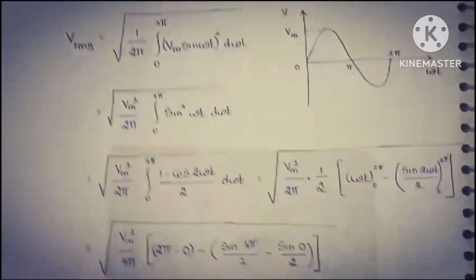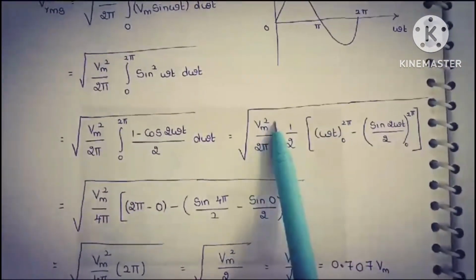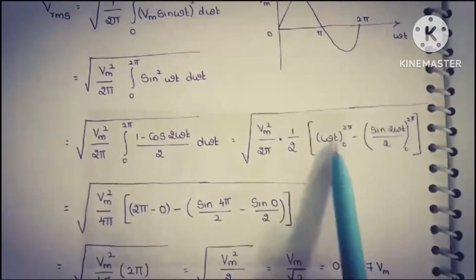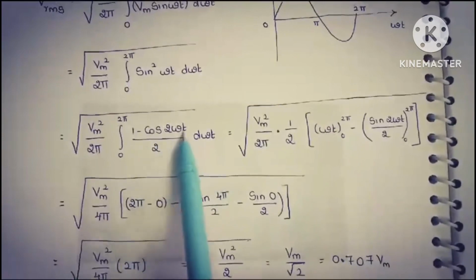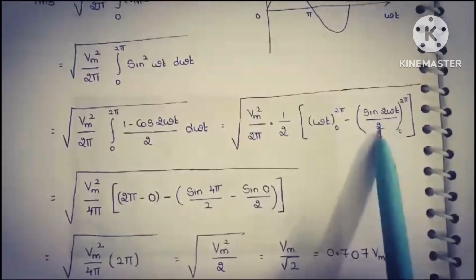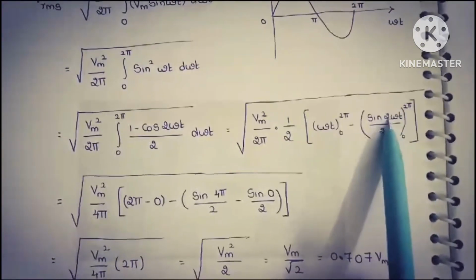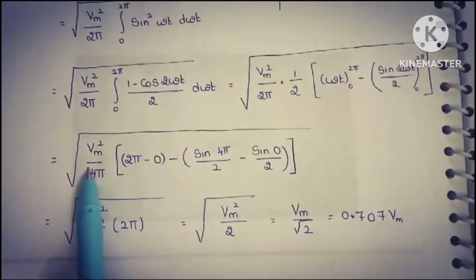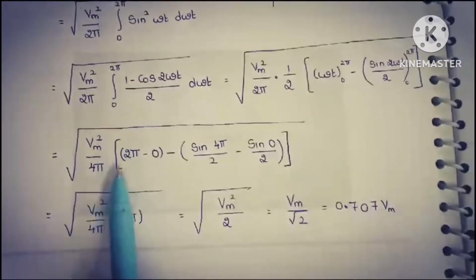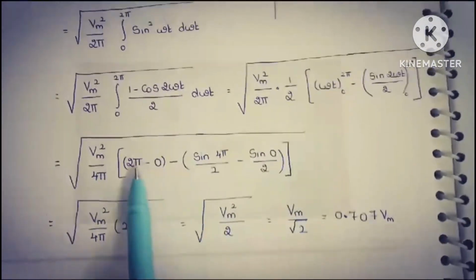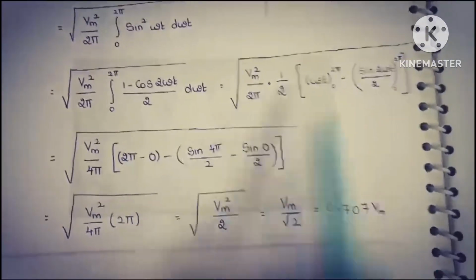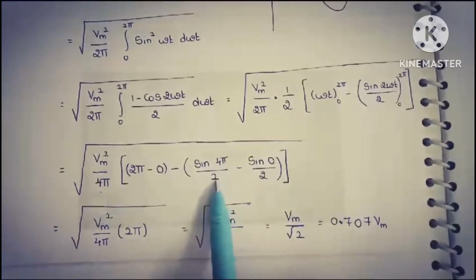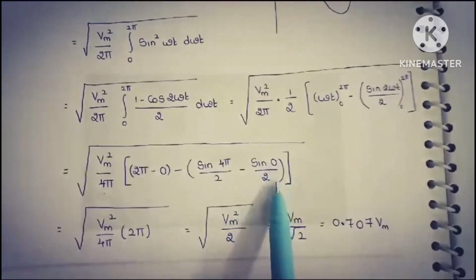Integrating this equation, we can write the equation as Vm square by 2 pi. Integration of 1 is omega t within the limit 0 to 2 pi, and integration of cos 2 theta is sine 2 theta by 2. Here in place of theta we are taking omega t. So substituting the limits, we are going to get the equation as Vm square by 4 pi, upper limit minus lower limit, that is 2 pi minus 0, minus upper limit, that is sine 2 into 2 pi, it becomes sine 4 pi by 2 minus sine 0 by 2.